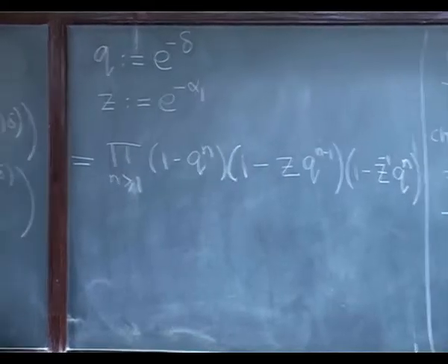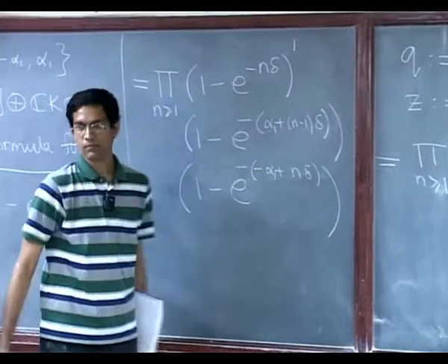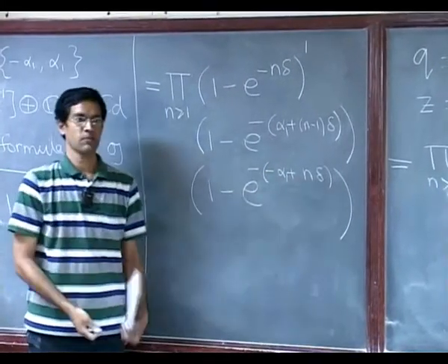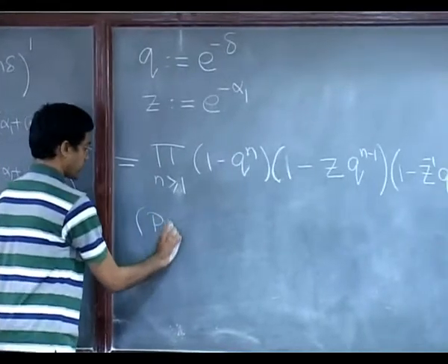Because e to the plus alpha 1 becomes z inverse, and e to the minus n delta is of course q to the n. And of course, we saw this before. So this is just the product side of the Jacobi triple product identity.